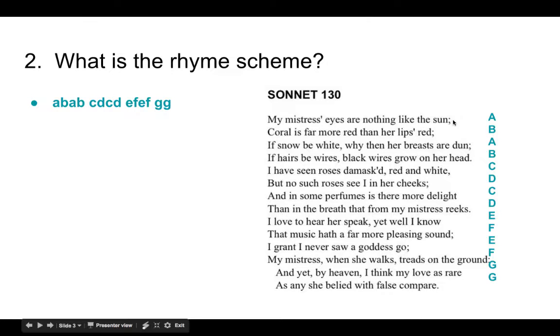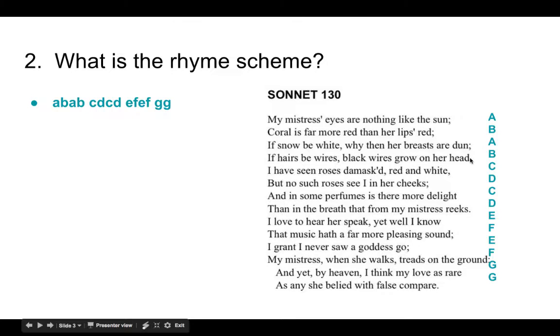So I'll give you an example. Let's look at the word sun. Does sun rhyme with red? The answer is no. So we start with the first letter of the alphabet, A, and then we use B for red. Then we continue. Does dun rhyme with red? No. Does dun rhyme with sun? Yes. So then we use that same letter, we give it an A.